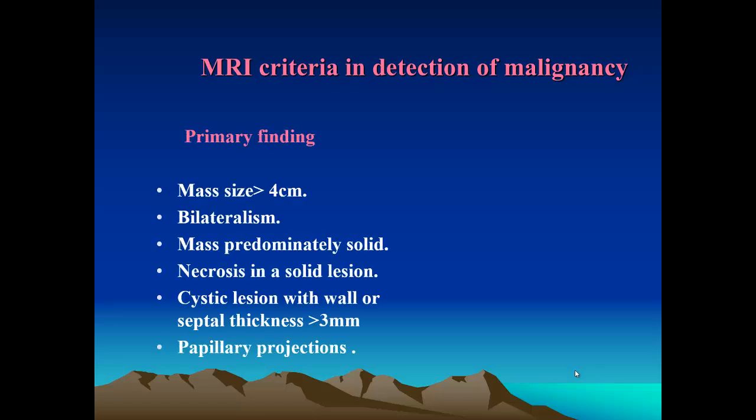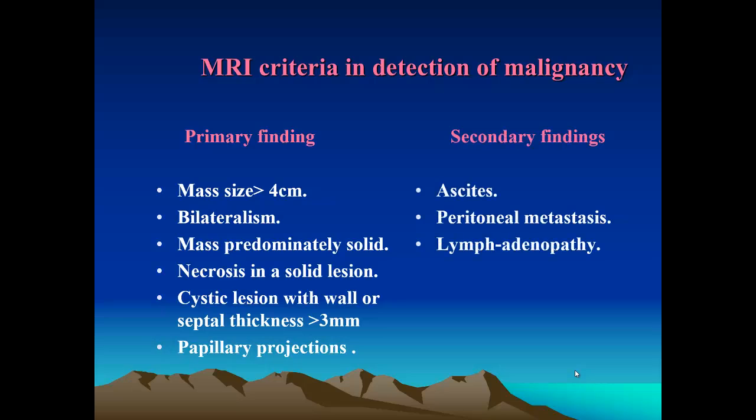We have many MRI criteria in detection of malignancy: mass size more than 4 cm, bilaterality, mass predominantly solid, except for those of low T2 signal, which are predominantly benign. Necrosis in a solid lesion, cystic lesion with wall or septi more than 3 mm, and the presence of papillary projections. All those primary findings indicate that they are malignant.